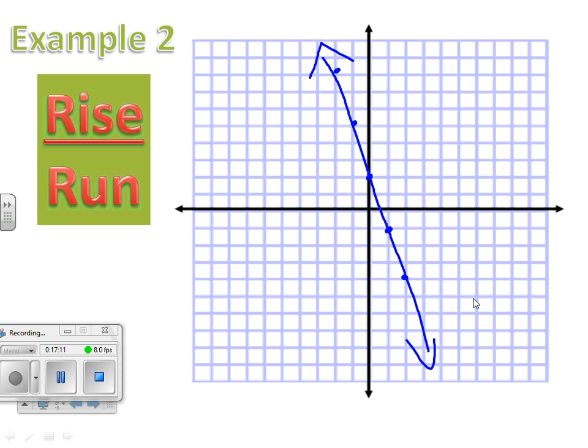0, up 2. Very good. That point is 0, up 2. Right or left 0, up 2. Okay? Name me one more clear point, Shani.